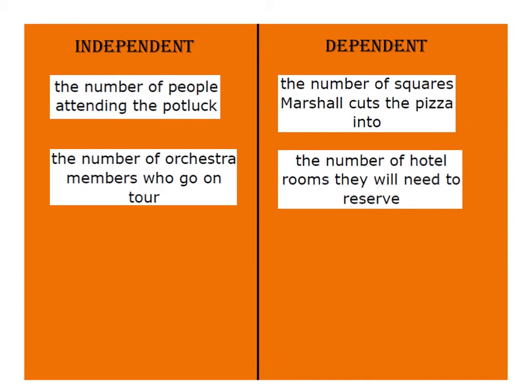The next 2 we're going to look at is the number of orchestra members who go on tour and the number of hotel rooms they will need to reserve. The number of hotel rooms they will need to reserve depends on the number of orchestra members who go on tour. So again, your dependent variable depends on your independent variable.